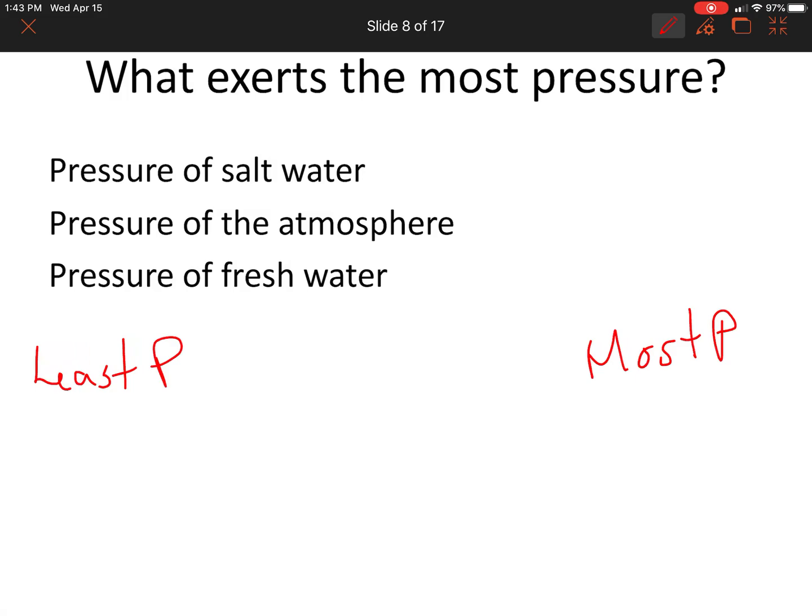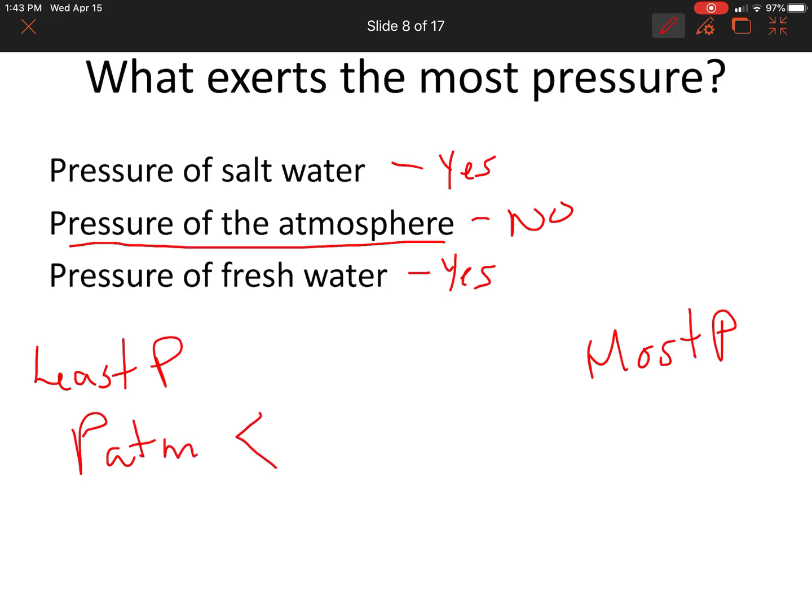Okay, hopefully you've come up with an answer here. So what exerts the most pressure? A lot of you will have said the atmosphere. Now, I want you to think about it in terms of what can support your mass. This is a good way to think of it. Can you float on water? Can you float on fresh water? Yes. Can you float on the atmosphere? No. Can you float on salt water? Yes. So which one's going to have the least amount of pressure? It's going to be this one.